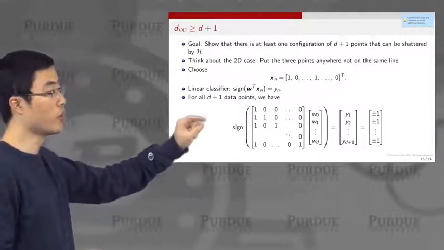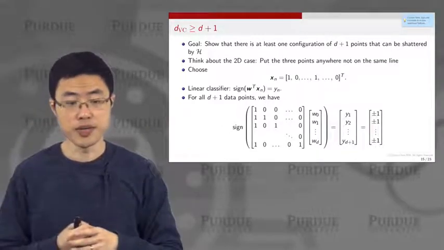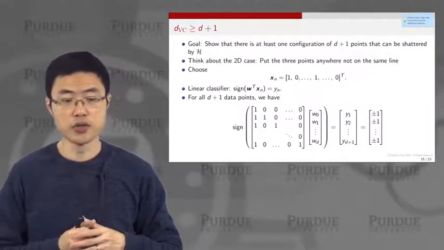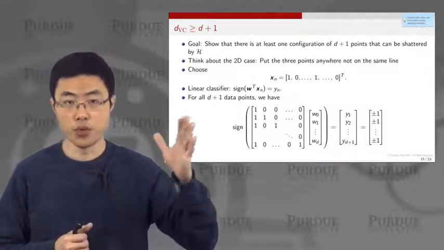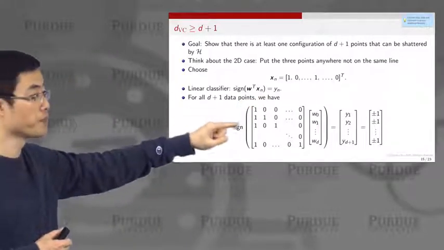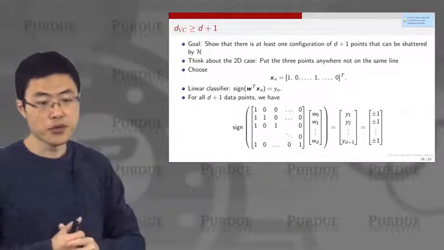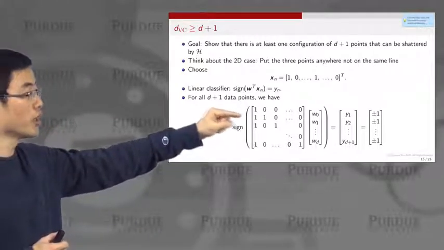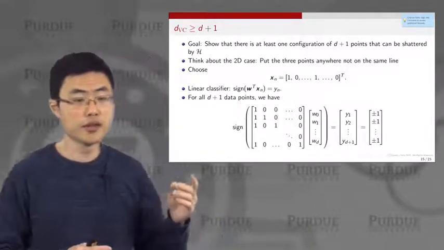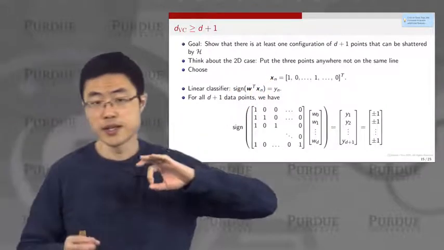Now let's look at the equation on the left-hand side. This is the perceptron algorithm. The perceptron algorithm says that I'm going to calculate a set of w's, and then look at all my data points, x1 through xd+1. So I have all these data points, and then I want to calculate this inner product. Now you may ask, why do you choose all these numbers? Where does this matrix come from? This matrix comes from the particular choice of the data points that I'm giving you here.